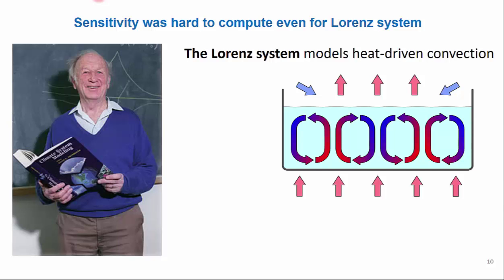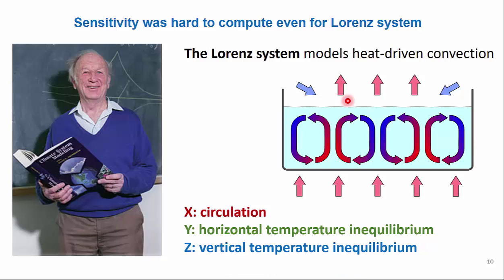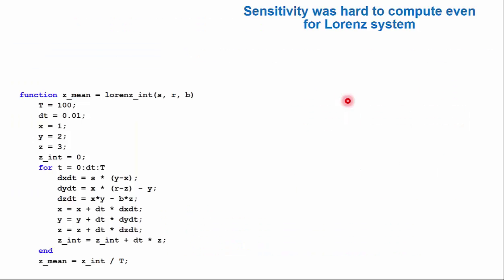To illustrate why the previous method of sensitivity analysis fails, let's look at the simplest possible chaotic system, the Lorentz system. This is Edward Lorentz, a professor at MIT a while ago. The Lorentz system models the heat-driven convection between a hot surface and a cold surface. It has three variables representing the circulation and the horizontal and vertical temperature in equilibrium. And the Lorentz system is very easy to program.